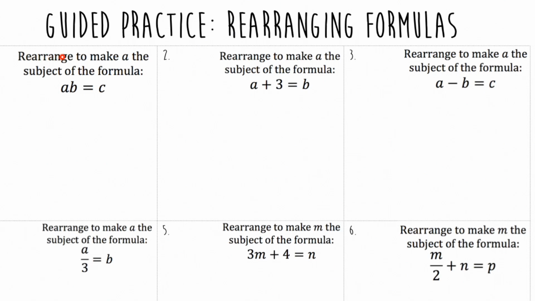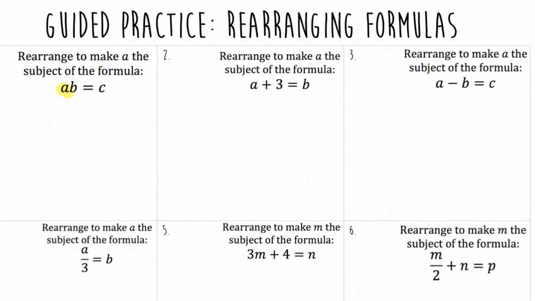So in this first problem, it says rearrange to make A the subject of the formula, which means we want to get A by itself. So the first question I have to ask myself is, what is currently happening to A? When I see 2 letters next to each other like this, that means they're being multiplied. So I know A is being multiplied by B. That's what I want to undo in order to get A by itself.